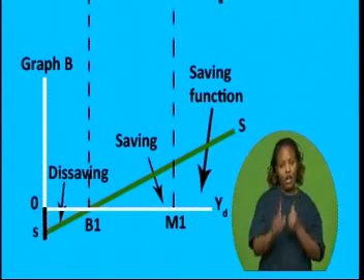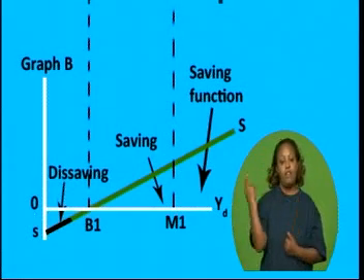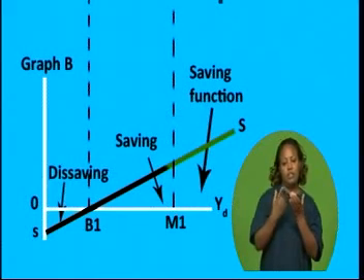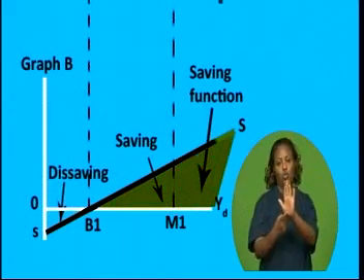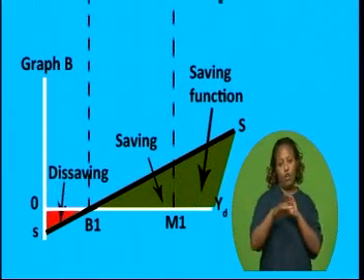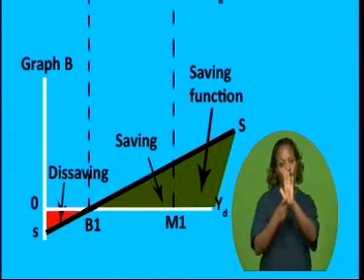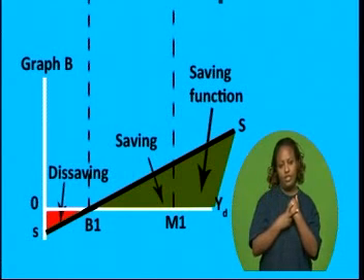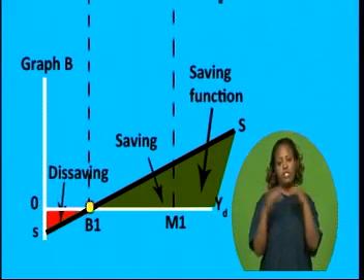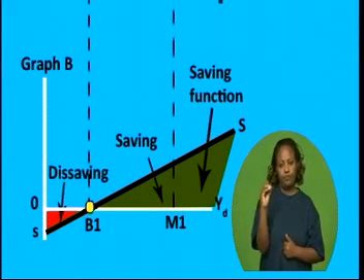This gives an upward sloping saving function or line, where the part above the x-axis shows positive saving and the area below the x-axis shows dissaving. At the point where the saving line crosses the x-axis, saving is equal to 0.